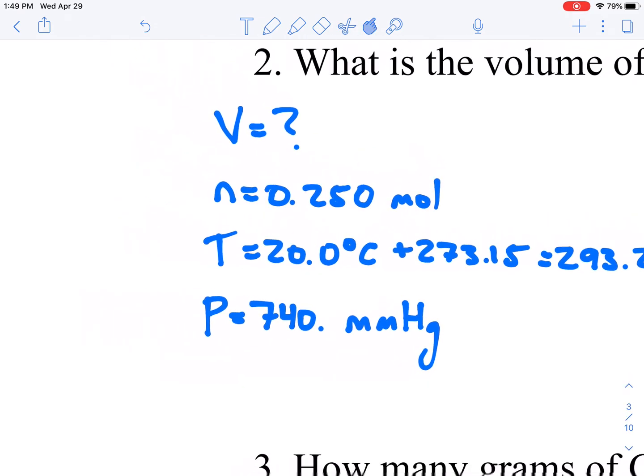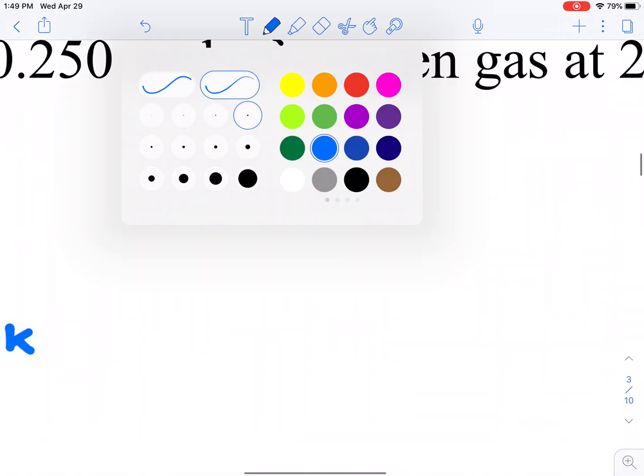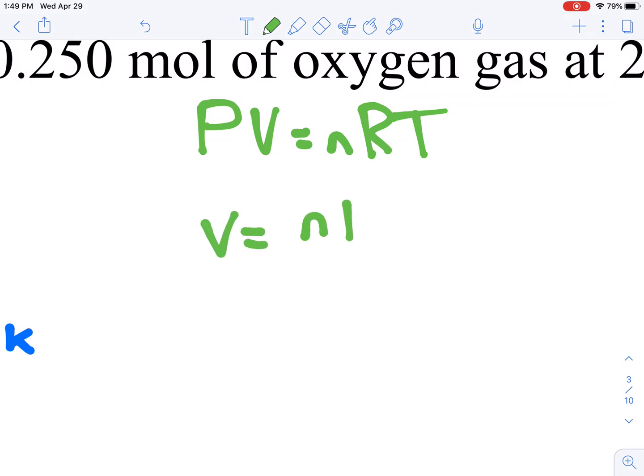So you see your variables, you need to figure out what to plug in. When you go to plug in, you'll notice something, right? So let's define our gas law. It, of course, is PV equals nRT. We are looking to solve for volume. So to get volume by itself, we have to divide off pressure. So we get V equals nRT over P.